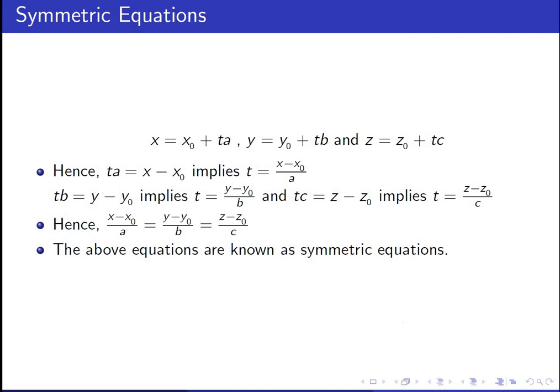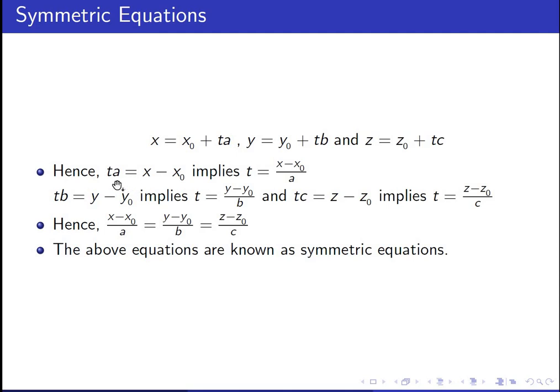So we already discussed vector equations as well as parametric equations, but there's another representation of an equation which is known as symmetric equation. Once we have the vector equation or the parametric equations, it's very easy to work out the symmetric equation, right? What we have here is the parametric equation. We can easily change it into a symmetric equation by solving every component in terms of t.